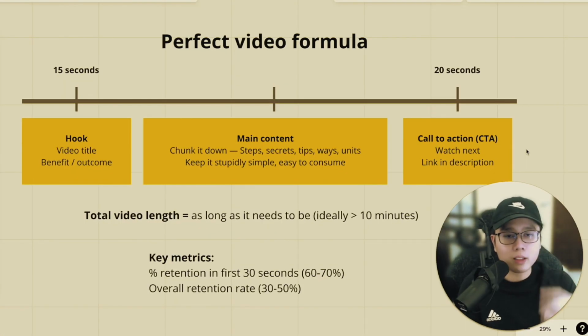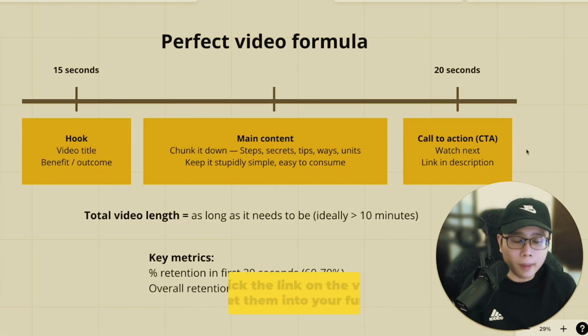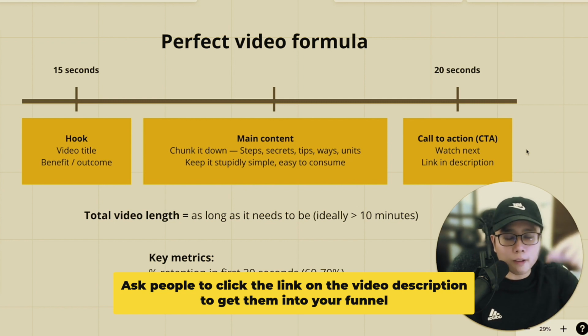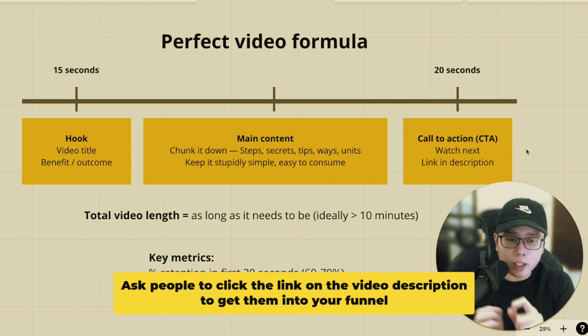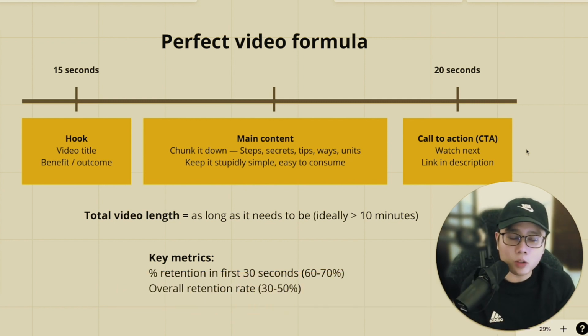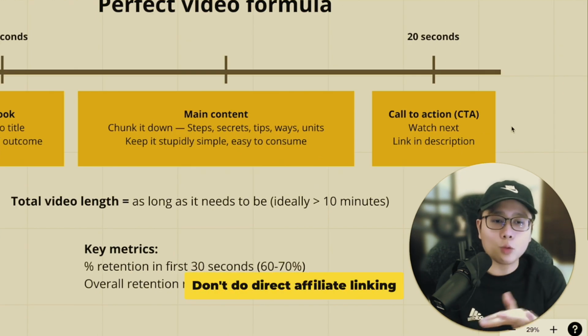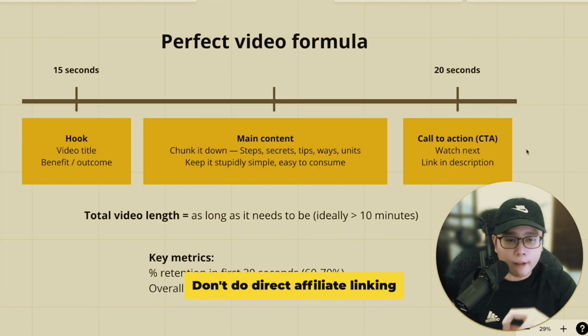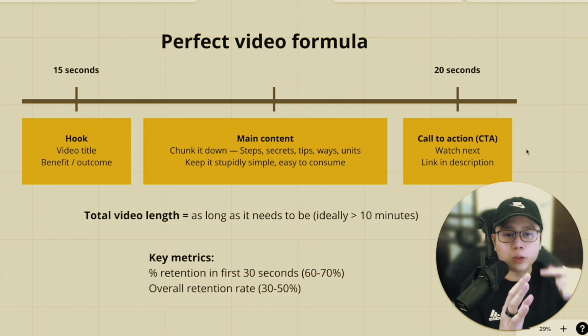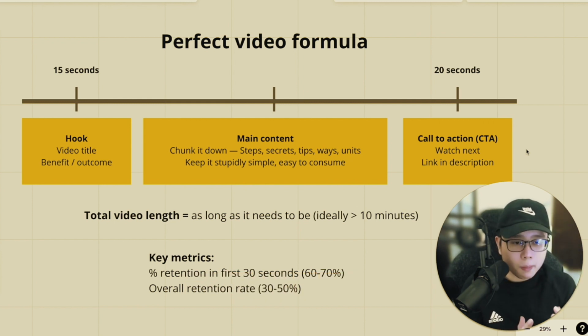And also the second one is the link in the description. That's how you can make money, right? You're gonna ask people to click on the link in the video description below so that they go into your funnel, into your opt-in page. Don't do direct affiliate linking. That's the wrong way to do it. You're gonna drive the traffic into your funnel, into your opt-in page, so they can collect the email, so you can build your email list, so that in the future you can remarket to them as well.